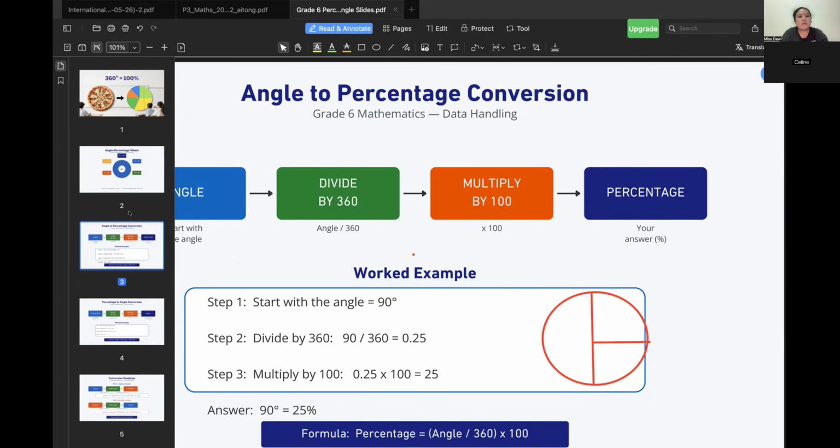So if Celine sees data in a pie chart and they draw it like this, let me change the color first. And they make it like this, so it's automatically 90 degrees. And then they ask how many percent, Celine, of this 90 degree angle. Then you need to apply the principle. 90 degrees divided by what? Whole circle, 360.